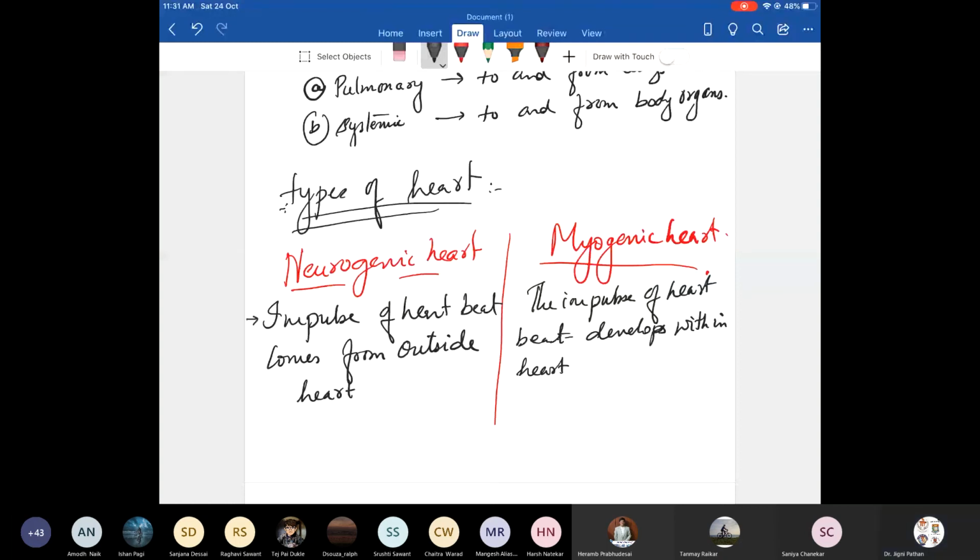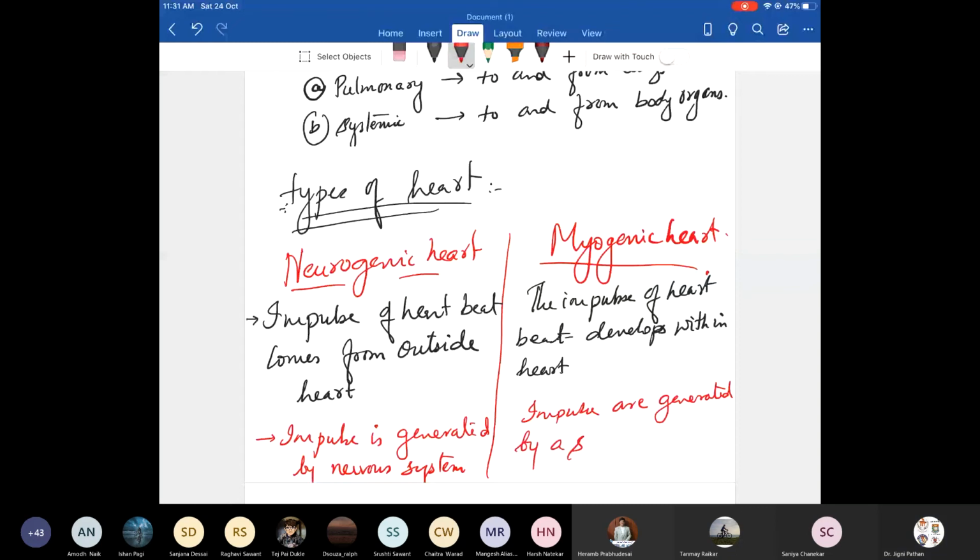Here, the impulse is generated by the nervous system. Here, the impulses are generated by a special muscular tissue.